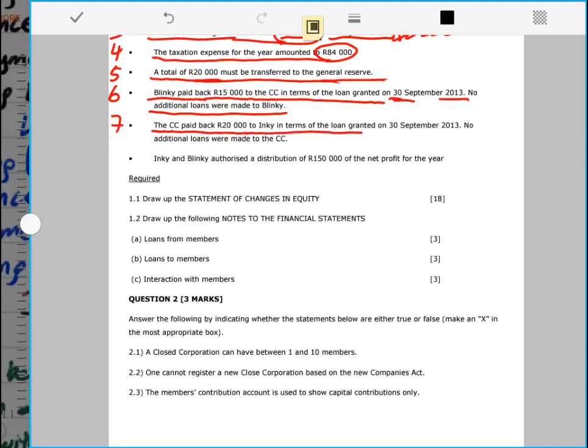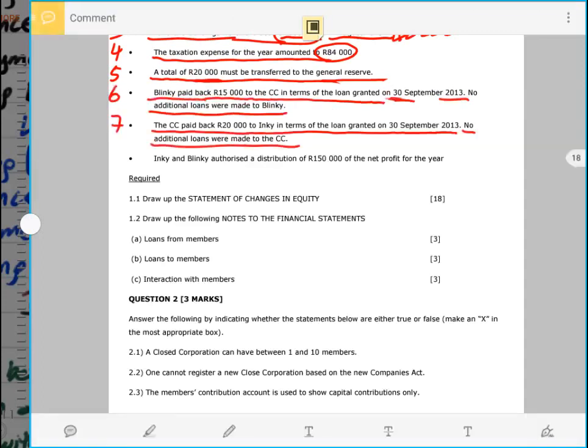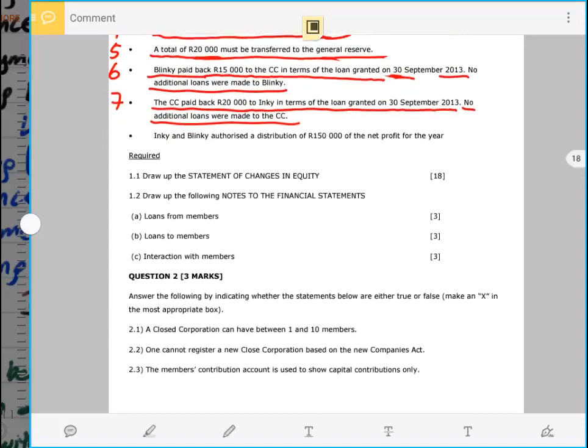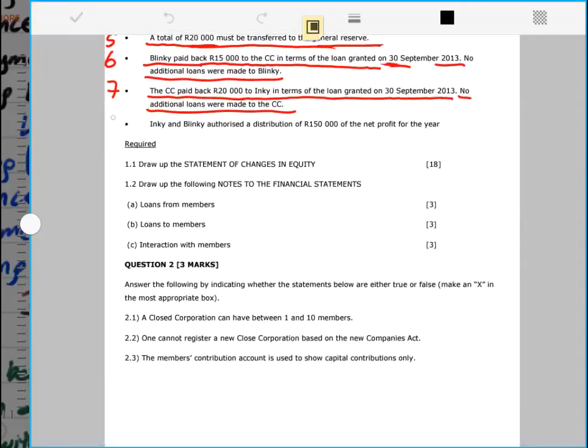In terms of the loan that was granted on the 30th of September 2013, again no additional loans were made to the CC. So now it means there was no loan that was advanced from the member to the CC. So now it will only be the repayments in both cases. The last bullet point, which is bullet point number 8, says Inky and Blinky authorized a distribution of 150,000 rands of the net profit for the year.